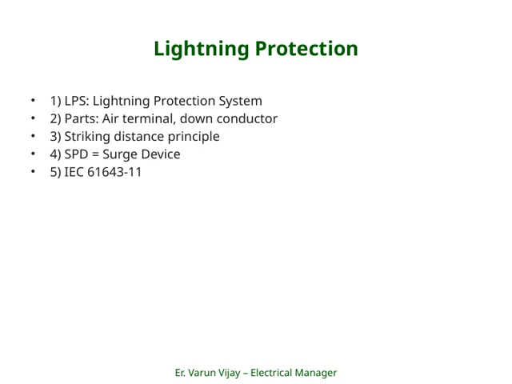A key principle here is the striking distance principle. Essentially, it means that if an object is within a certain distance from a lightning strike, it's at risk. Proper design and placement of our protection system help mitigate this risk effectively. We also have surge devices, or SPDs, which are used to protect electrical and electronic equipment from voltage surges caused by lightning strikes. They act quickly to divert excess energy and prevent damage.